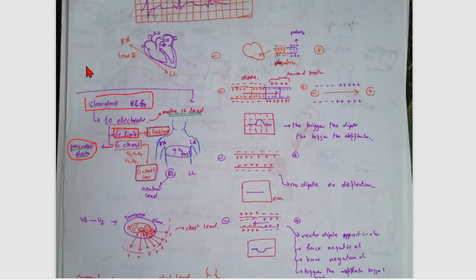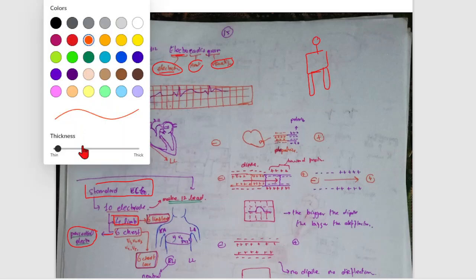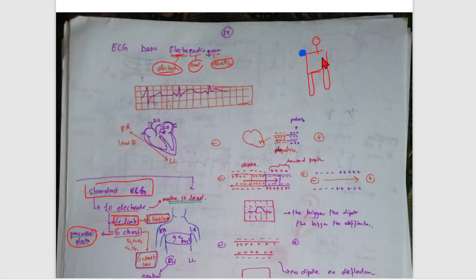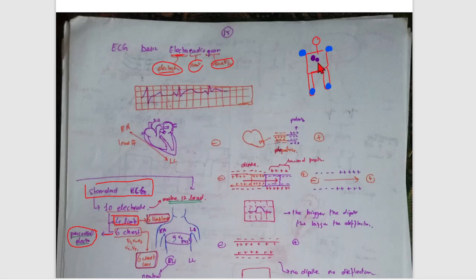Now we will talk about different things. For example, this is a person. There are 10 electrodes. First of all, four of them are limb leads. So one is here, another is here, another is here. These are the four limb leads. The second thing is the chest leads. There are six chest leads: one, two, three, four, five, six.